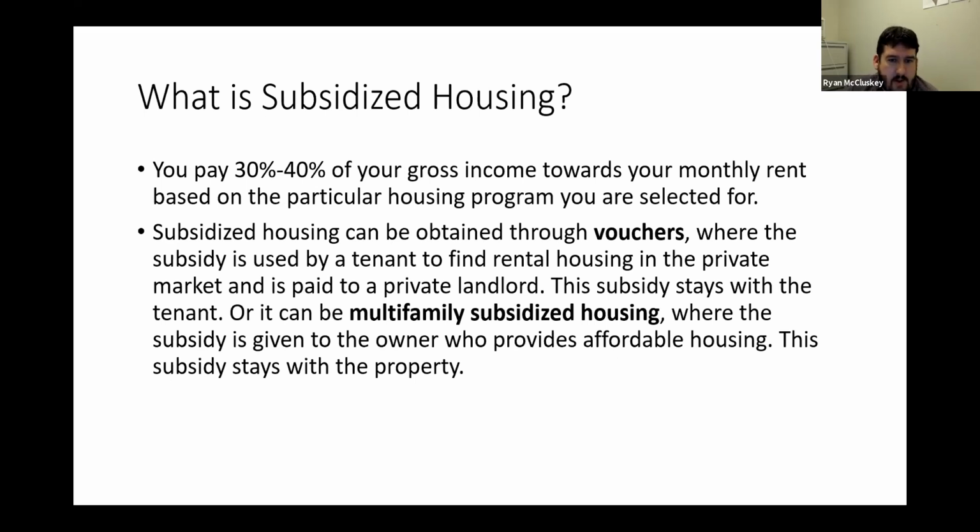So what is subsidized housing? Essentially, you pay 30 to 40% of your gross income towards your monthly rent based on the particular housing program that you're selected for. Subsidized housing can be obtained through vouchers, which can be used to find private rental opportunities in the market and work with private landlords. There's also multifamily subsidized housing, where the subsidy is given to the owner of a unit, and the subsidy stays with that particular unit in the sense that you can't take it elsewhere.